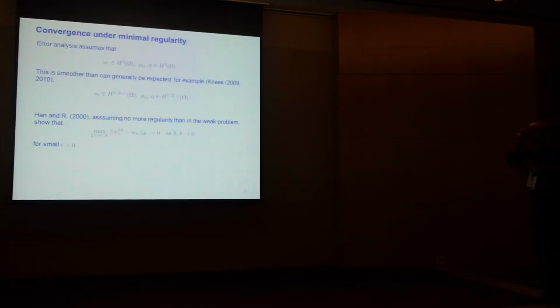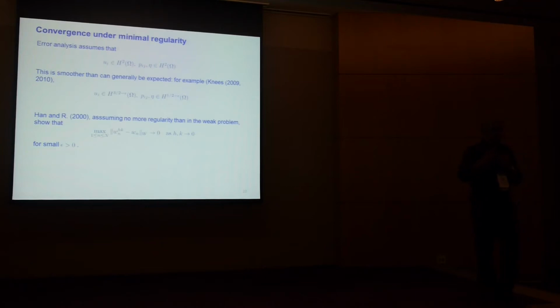Okay, now a word about convergence under minimal regularity. So in that error analysis, the result of which I showed you, there's the assumption that my displacement is H², that's an error, that should be H¹. That is actually smoother than is generally the case. So in recent work by Dorothee Knees, for example, she showed that the displacement components are in H to the 3/2 minus a small number, and the plastic strains are less regular than that, as one would expect.